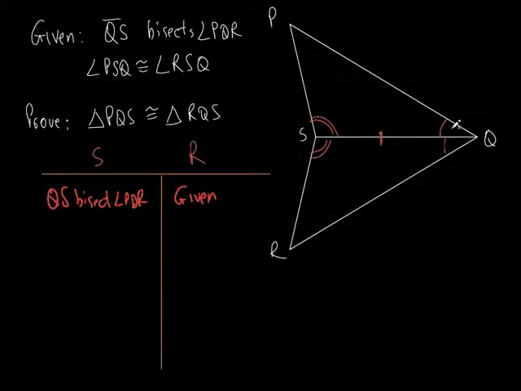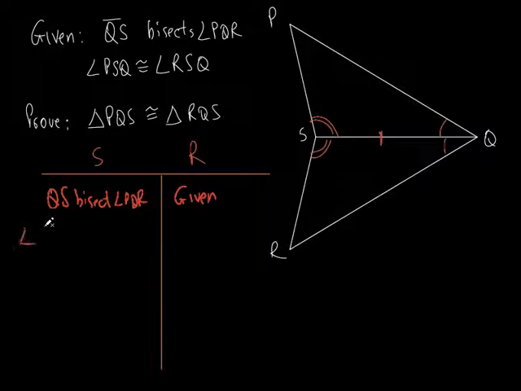Okay, so if I said that QS bisects this angle, what's the thing that I can take from that statement? That this angle is equal to this angle, right? So let's write that down. I would write that down right after this given statement. Does that make sense? So don't necessarily just throw all the givens up at the top.